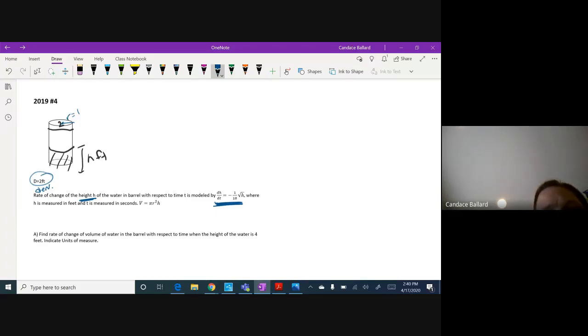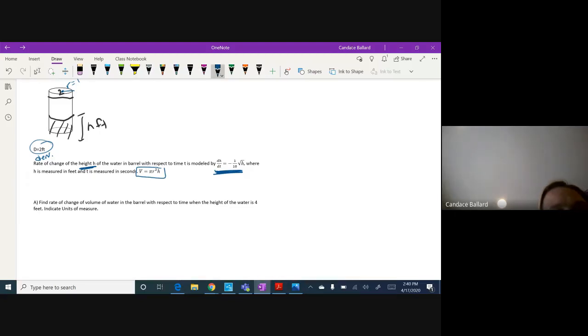They also were nice enough to give us the volume formula. So you don't have to actually come up with your own volume formula. All right. So they want us to find the rate of change of the volume. So remember, rate is derivative. We also want to ask ourselves to see if that word rate is in the right place. We read it as how fast. So find how fast is the change of volume of the water in the barrel with respect to time. So it really is in the right spot.